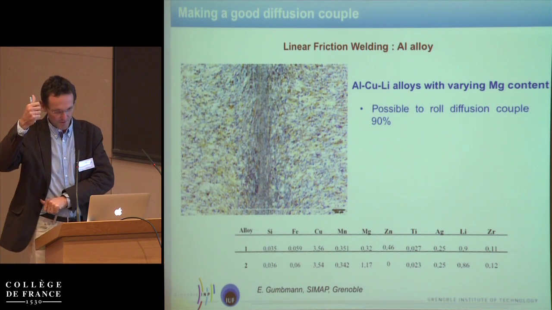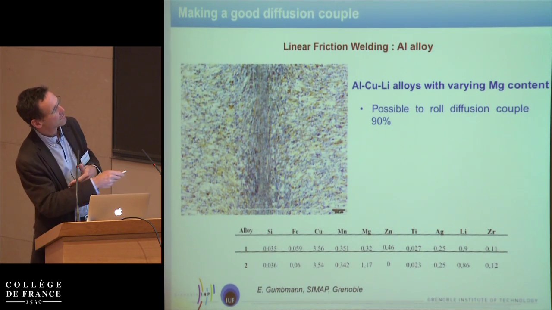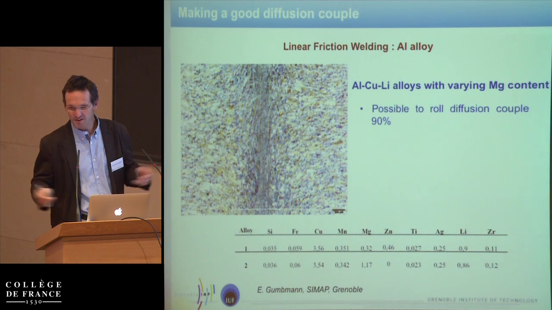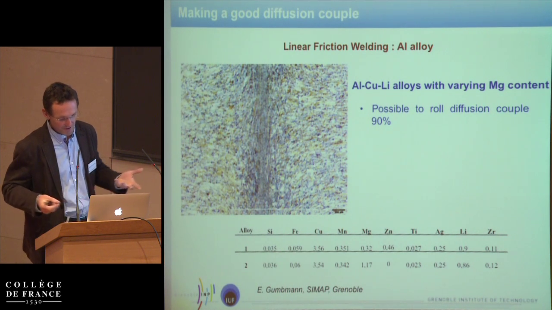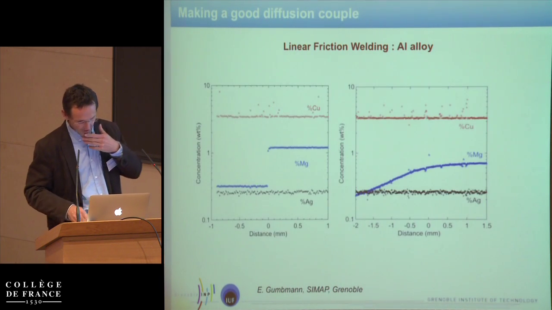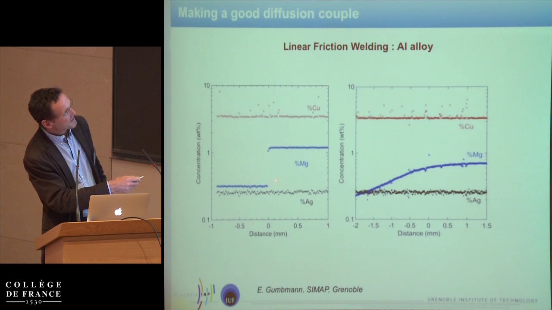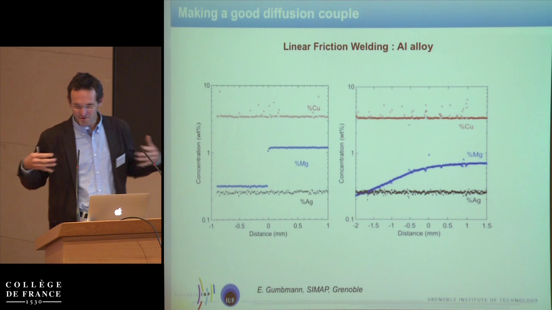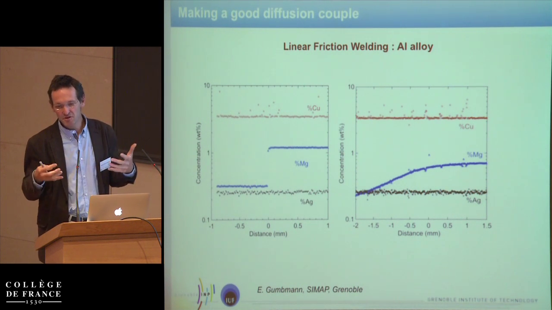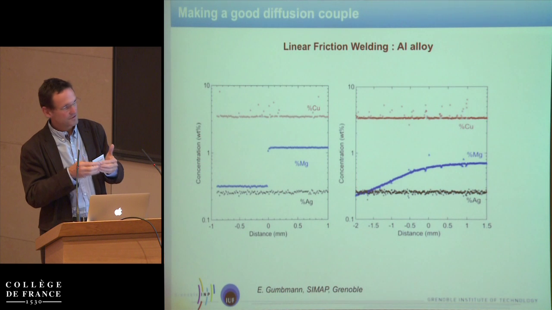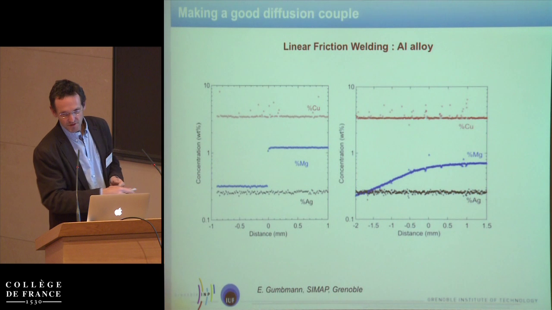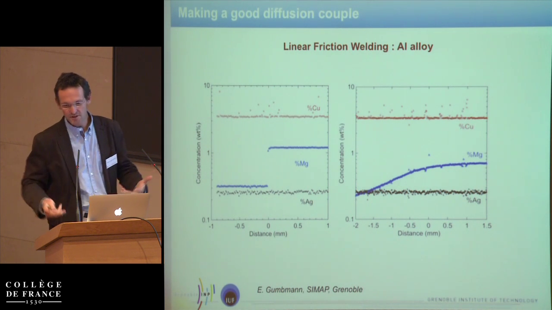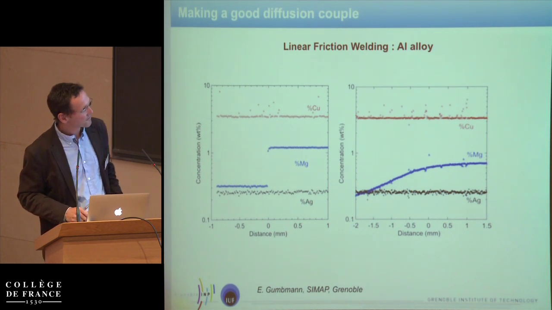It's all been removed. It's possible to roll 90% of the material, and it has a ductility as if it was only one composition. Of course, once you've welded it, the composition gradient is a step function, because you have only solid state welding at relatively low temperature, and no significant diffusion. But later on, you can make the diffusion as much as you want and get the diffusion couple at the scale you need for further characterization.